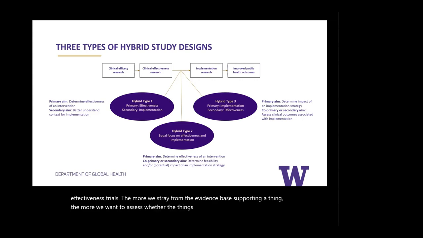still works. In a hybrid 2 trial, it's sort of like the Goldilocks, if you will, the primary aims are dual and twofold. They are to determine whether the thing works and to figure out how to implement the thing. And in a hybrid 2 trial with these dual aims that are both primary, there's sort of equal emphasis given to those two objectives.